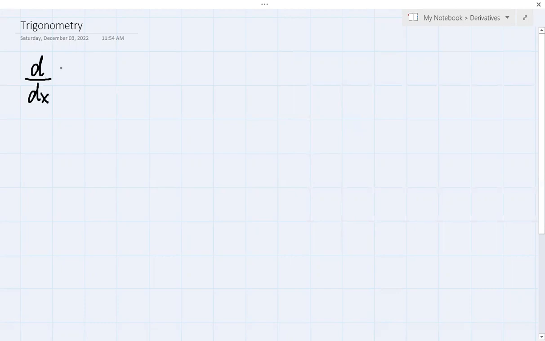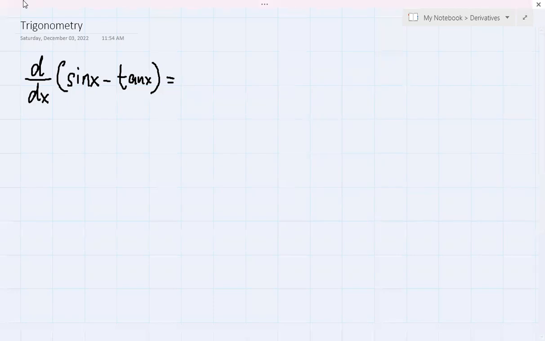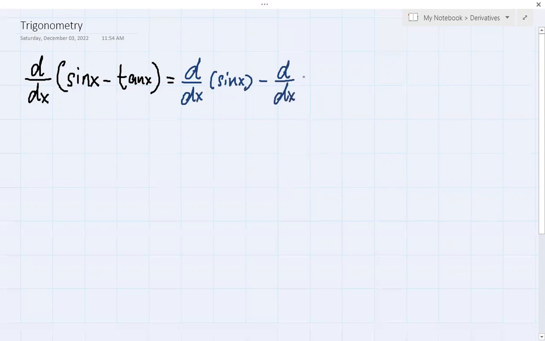So we have this one. The derivative of sin x minus tangent x. As you can see, we have two trigonometric functions naka-separated by this subtraction operation. So obviously here, we're going to use sum and difference rule of differentiation. Kumbaga, i-differentiate natin sila isa't isa. So, we will have the derivative of sin x minus derivative ng tangent x.